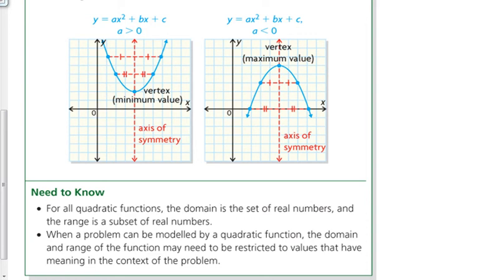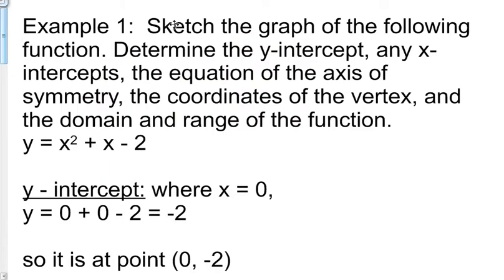Let's look at an example involving vertex and axis of symmetry. Sketch the graph of the following function. Determine the y-intercept, any x-intercepts, the equation of the axis of symmetry, the coordinates of the vertex, and the domain and range of the function. Here is my function, y equals x squared plus x minus 2. The y-intercept is where x is equal to 0. I can plug that into my equation to get 0 squared plus 0 minus 2. So y is then equal to negative 2. So my y-intercept is at point (0, -2).